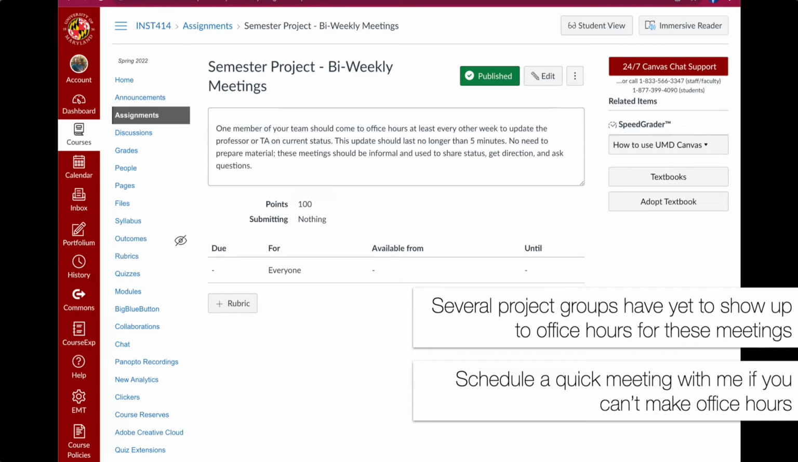So I encourage you, please come to this. Some of your groups have not come to any office hours yet. I want you to come to these office hours. It should be super brief, just to get some insight about where you are and how we can help you.